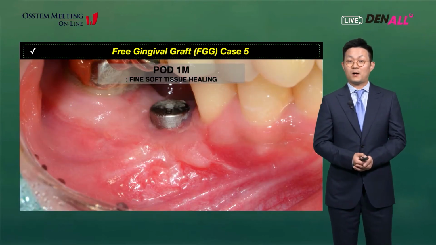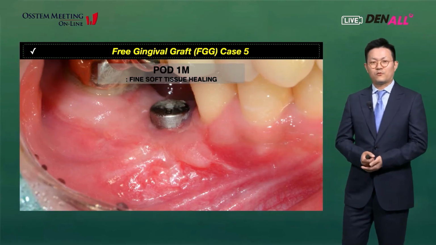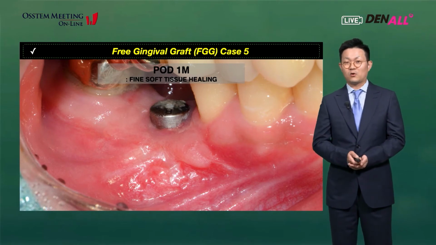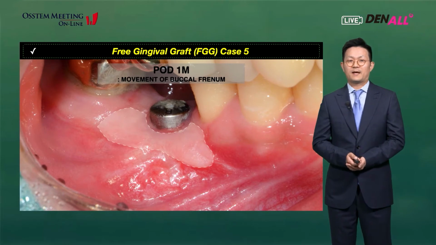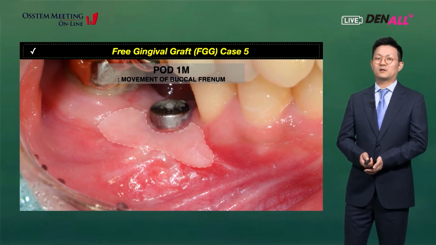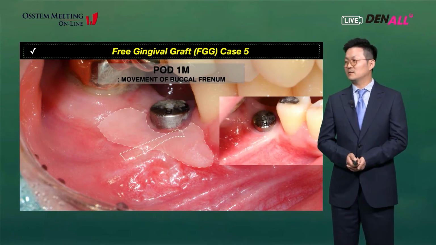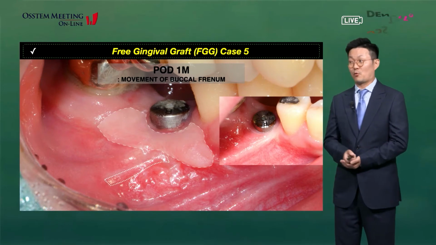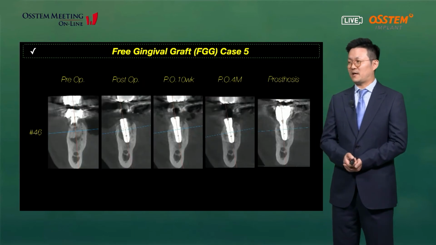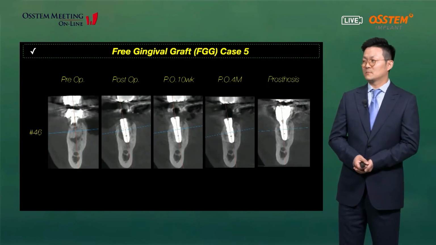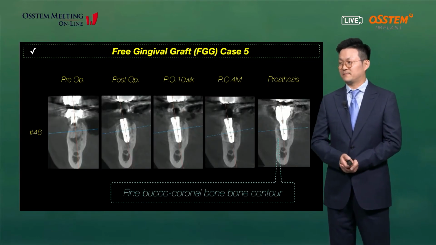As you see, about 3 to 4 millimeters of attached gingival zone is found at 1 month. And the position of the buccal frenum attachment is changed apically. And I finished this case like this. In the CT scan, the contour was fine.